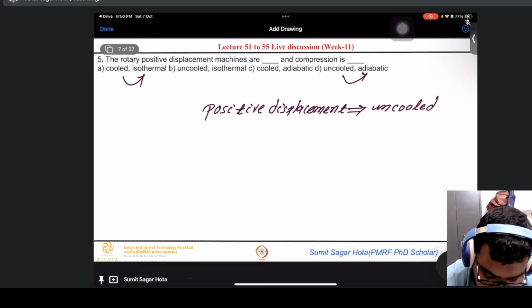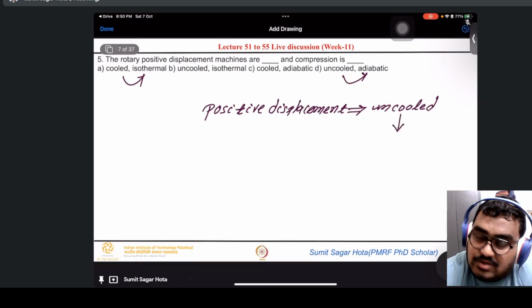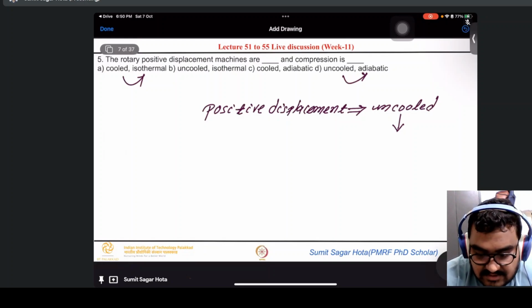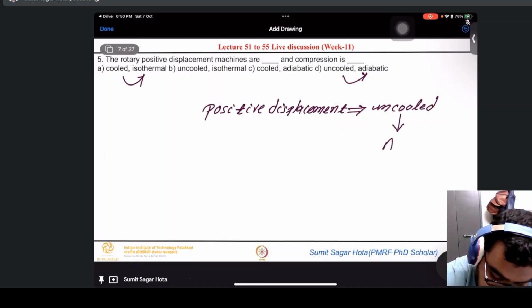Positive displacement means uncooled. And if a compressor is uncooled, obviously there is no cooling, so how does the process become isothermal? Why do we need an isothermal, temperature-remains-constant process? We don't need this kind of process. If it is an uncooled one, we need the adiabatic process. So uncooled and adiabatic are related for the positive displacement machine.